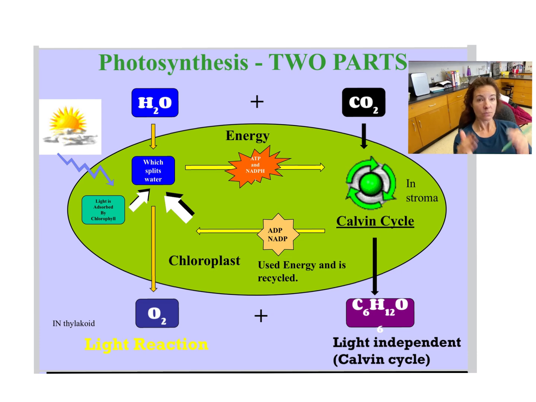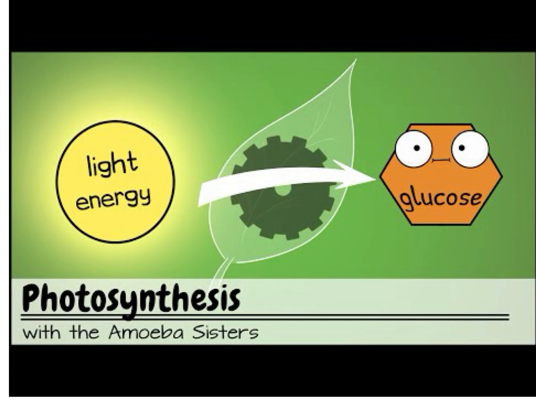So again, we've got two steps. On the left side, you can see water going in, being split, oxygen being produced. In the second step, our Calvin cycle, or the light independent cycle, carbon dioxide is going in. We're going to use some of that energy and we're going to make that sugar. C6H12O6, that's going to be the sugar. That's basically the plant's food. We will watch this video by the Amoeba Sisters on photosynthesis in class together.